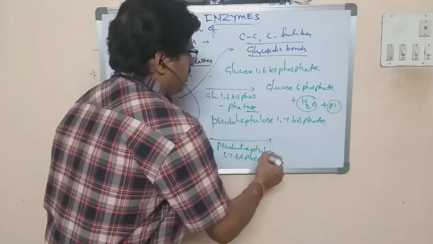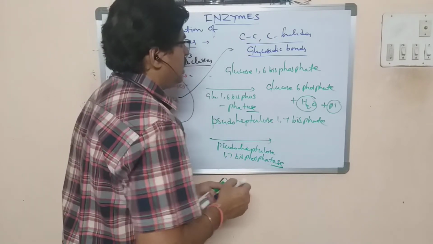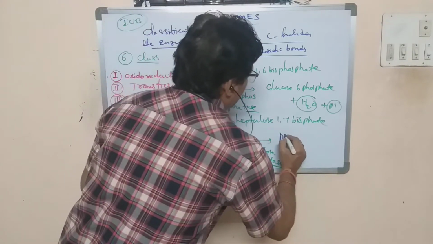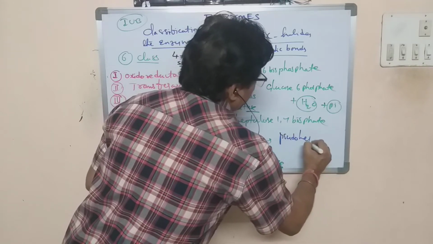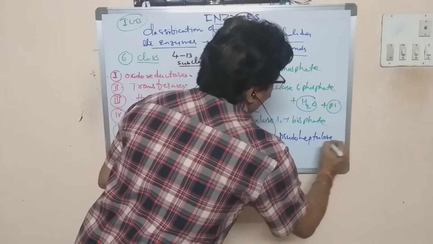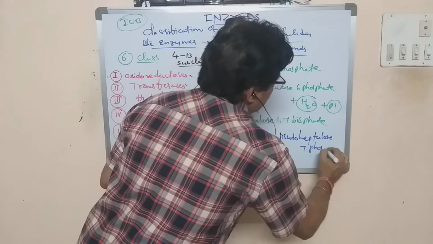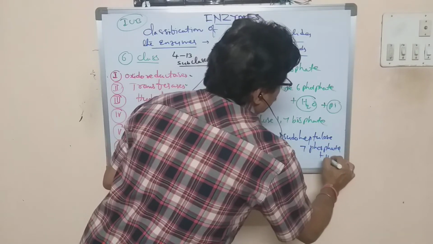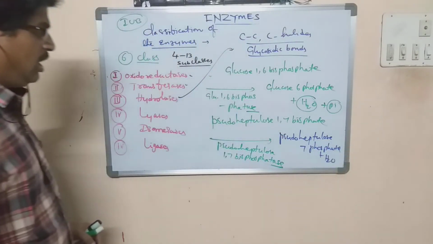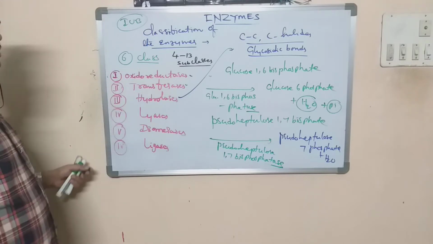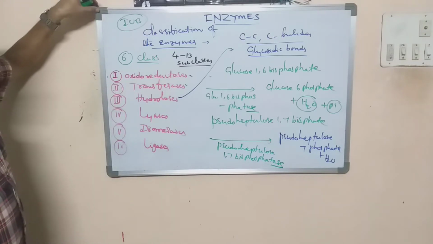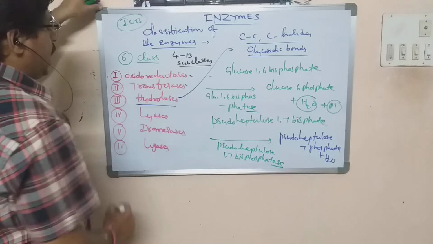As a result of that, what happens here? In this case, we are going to get pseudoheptulose 7-phosphate, plus a water molecule is going to come. So these are the examples of this one. In this way you can see it, and this is called hydrolysis.